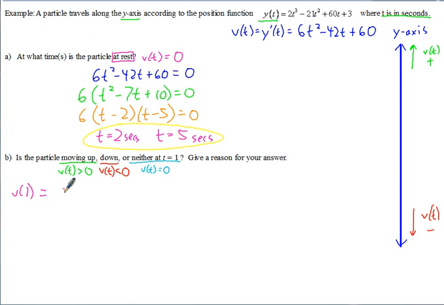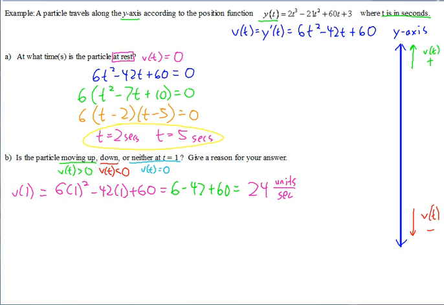would be 6 times 1 squared minus 42 times 1 plus 60. That will be 6 minus 42 plus 60. That's 66 minus 42, which gives you 24. Here the units would just be, since we're on the y-axis, units per time, so units per second. The significance, though, is that it's positive, 24. So that means it's moving up.